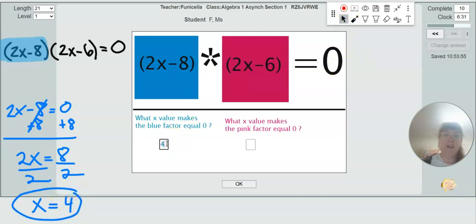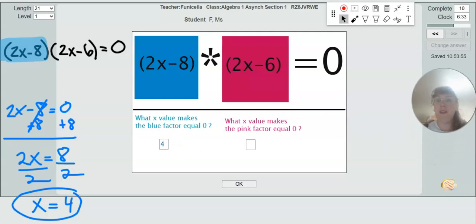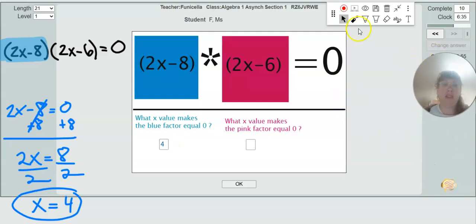So for our first parenthesis, if 4 is our x value, it will all cancel out to 0. For the second one, we have 2x minus 6.